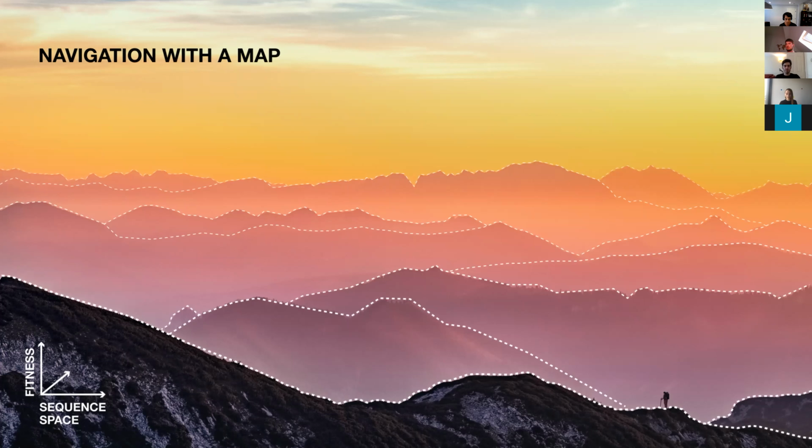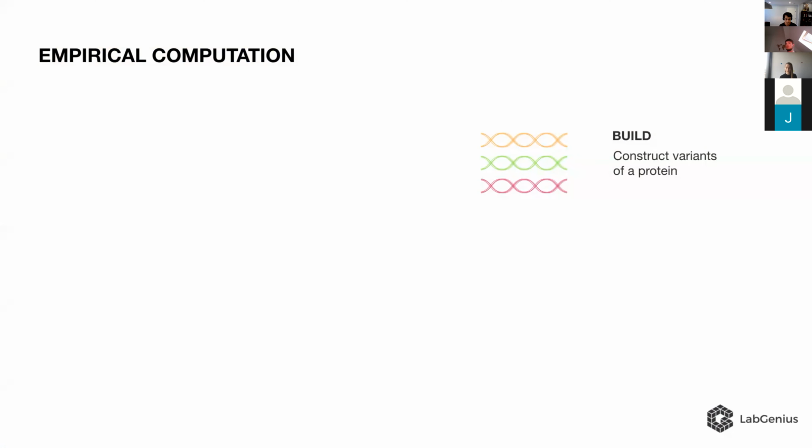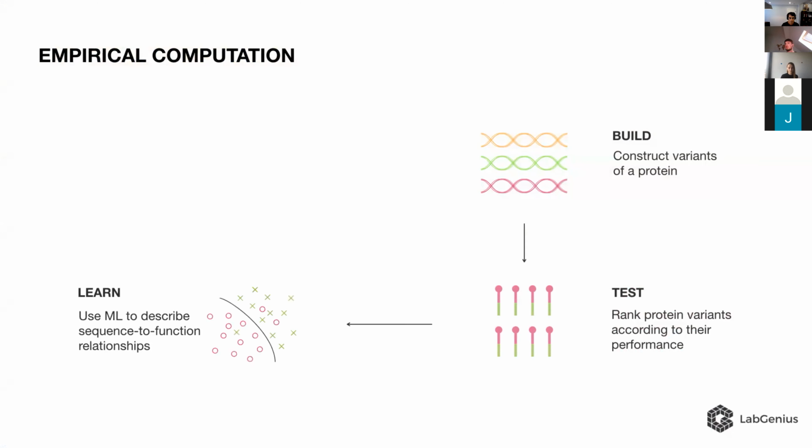Although it is not really possible today, we believe that the way forward, the framework to think in order to be able to achieve that, is called empirical computation. It has 4 steps, and I'm going to talk you through those. Step number 1 is constructing a number of protein variants, physically making the molecules. Step number 2 is testing the molecules in the lab in order to rank them according to their performance. Step number 3 is using machine learning in order to extract the mathematical relationship between sequence and performance.